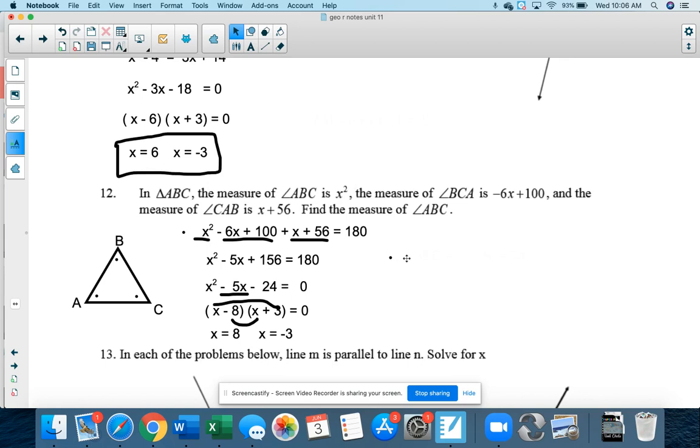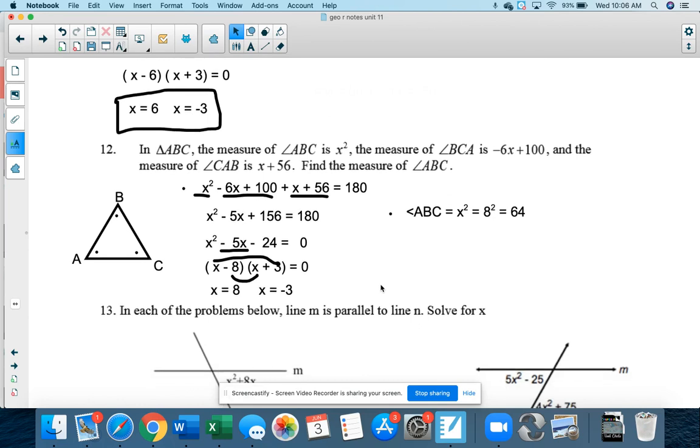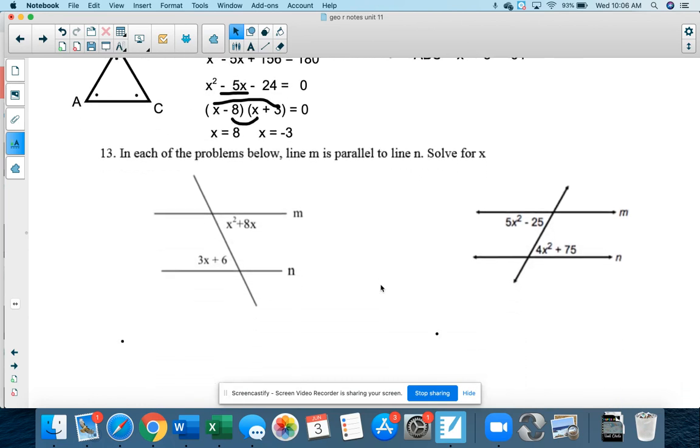Now they want me to find the measure of angle ABC. So angle ABC is x squared, and 8 squared is 64, right? Not looking at this, if I plugged in negative 3 for that, negative 3 squared is 9. That also would have worked. Okay, so technically there are two answers for that. A lot of times in geometry, we are just using the positive answer because the negative one results in an answer that doesn't work, but in this particular case, they both work.